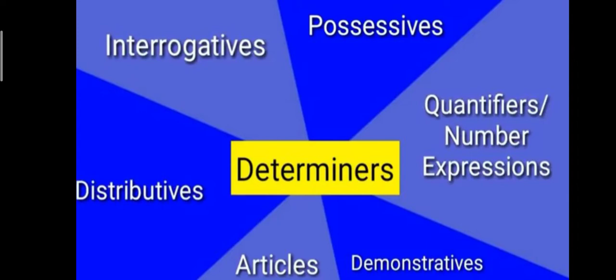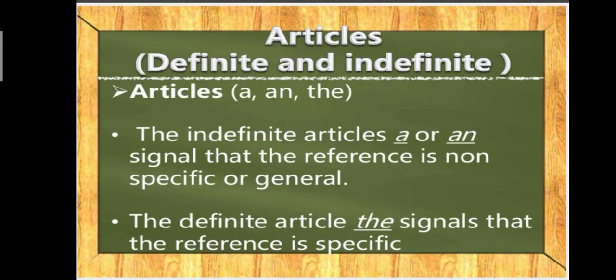Now we are going to talk about different kinds of determiners, different categories of determiners. They are articles, demonstratives, quantifiers or number expressions, possessives, interrogatives, and distributives. So let's discuss them separately. First of all, we are going to talk about articles.